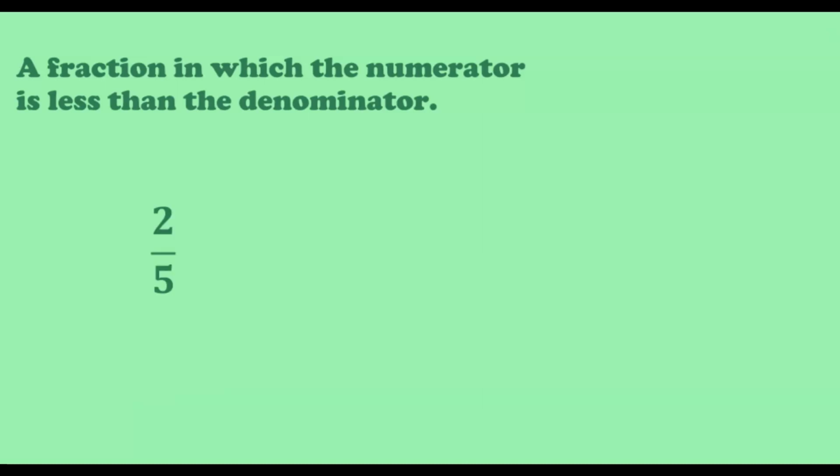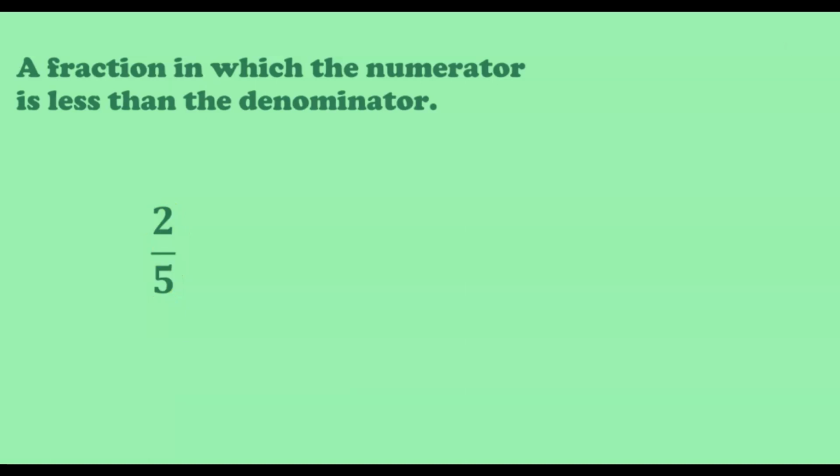Now, what is the numerator? It is the number on top, that is 2. And what is the denominator? It is the number on the bottom, that is 5. Now, 2 is less than 5, and so 2 divided by 5 is an example of a proper fraction.